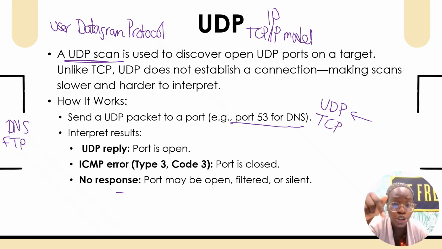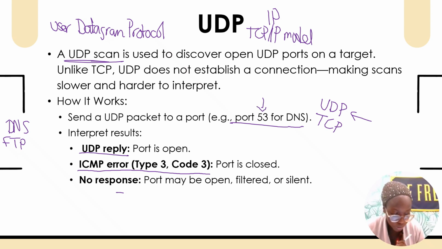Now, if the port was closed, you would get an ICMP port unreachable message. This is the ICMP error, and that means that the port is closed. Or you could get a UDP reply, maybe a DNS response, since we are targeting port 53. You could get a UDP reply, and that would mean that the port is open and the service is running.